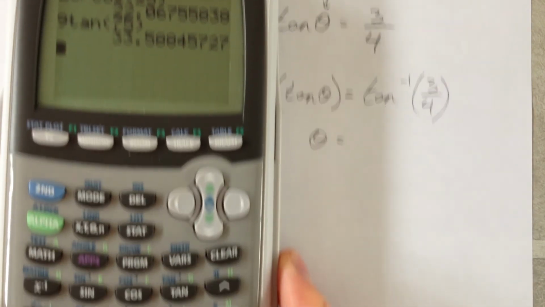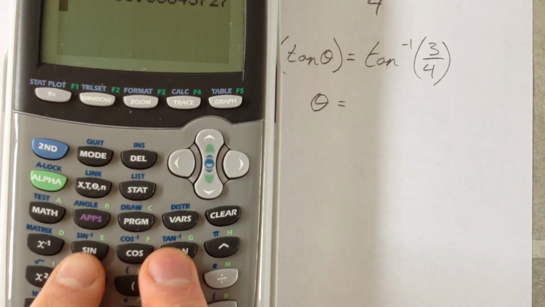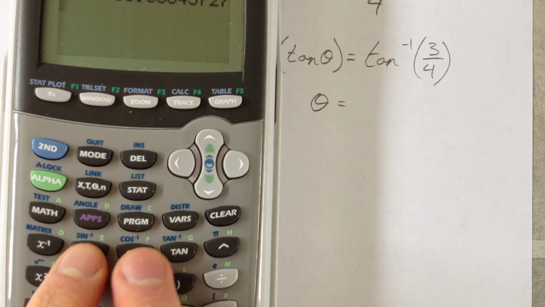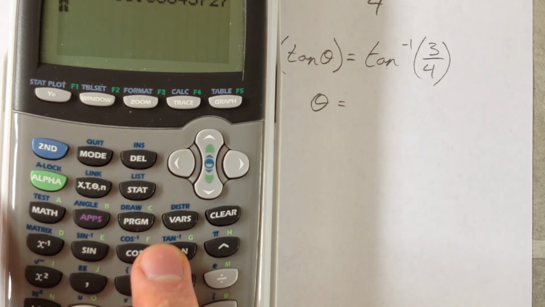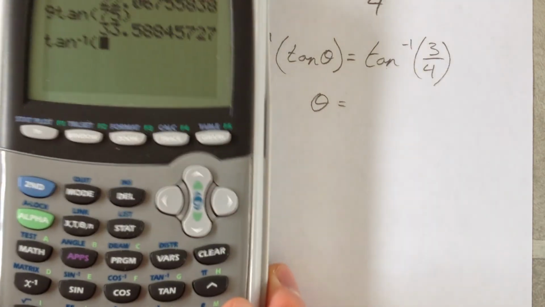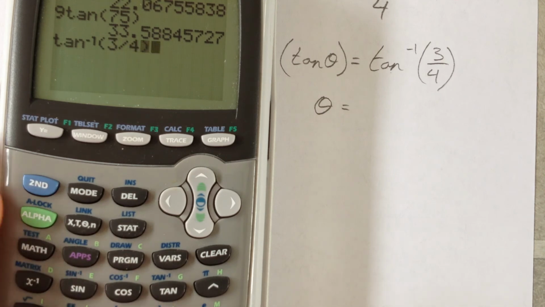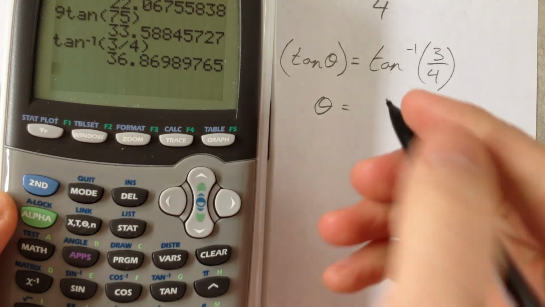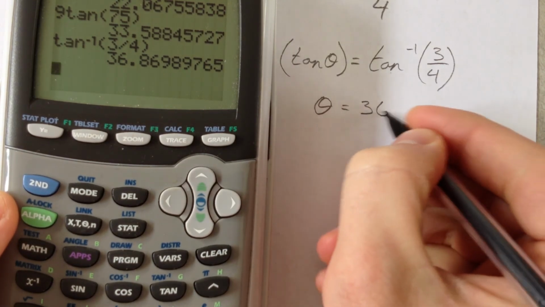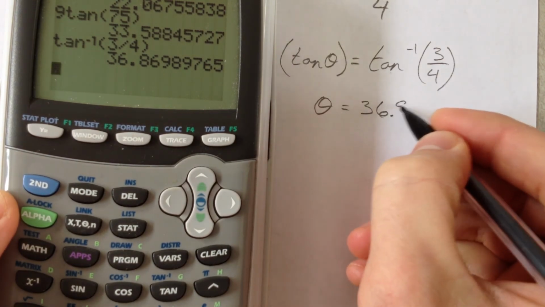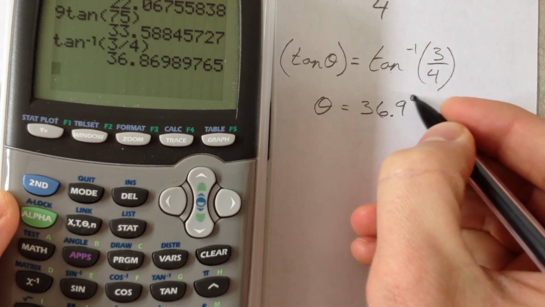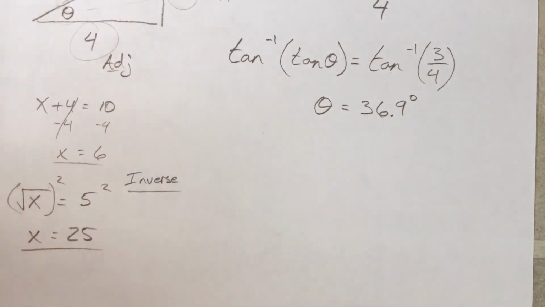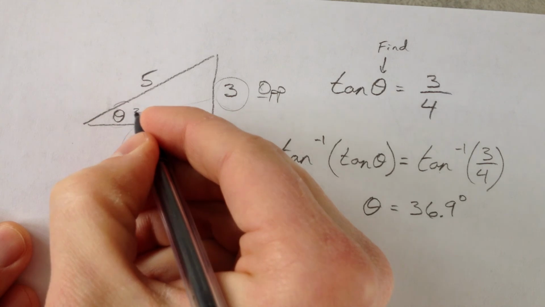And so above your sine and cosine and tangent, you have an inverse sine, inverse cosine, inverse tangent. So you have to hit the second button and then tangent. And we're going to do 3 over 4. So you get 36.9. So 36.9 degrees is our angle right here.